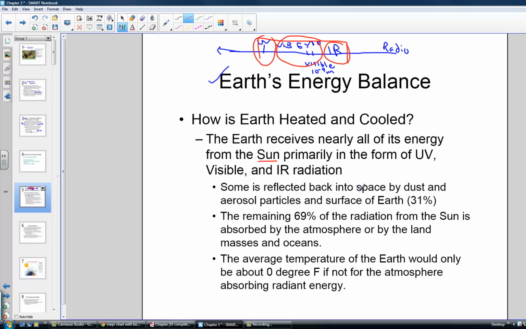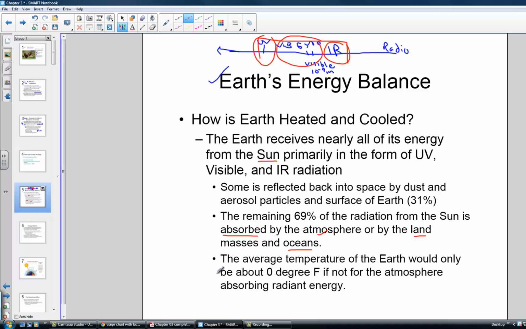Some of this is reflected right back into space by dust particles or aerosol particles on the surface of the Earth. 31% of all energy just bounces right back by hitting something else, ricocheting back to the outer atmosphere. The remaining 69% of the radiation from the Sun is absorbed, and it's absorbed by the atmosphere, those particles that are gaseous, or by the land, or by the oceans. So about 1/3 gets reflected back, a little more than 2/3 gets absorbed.